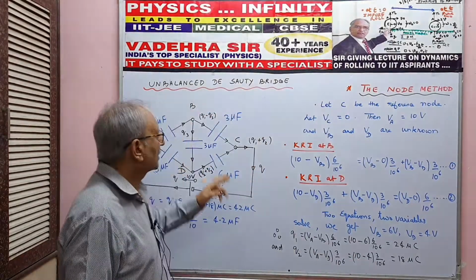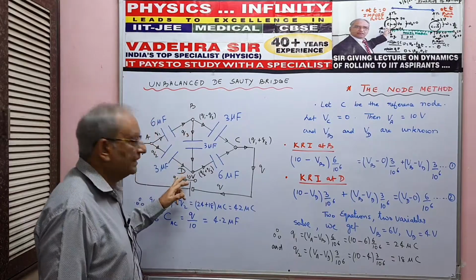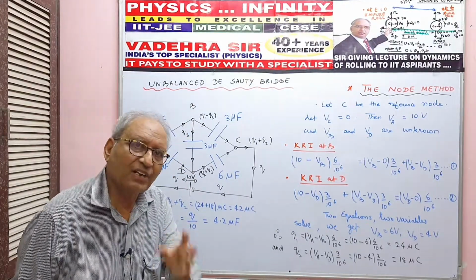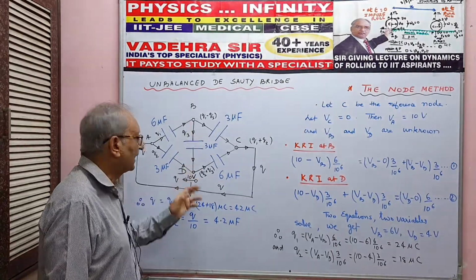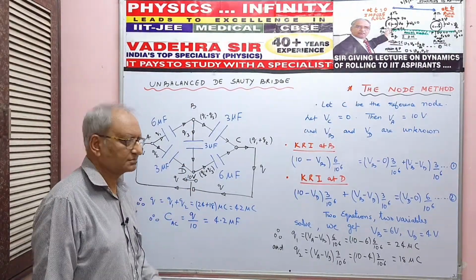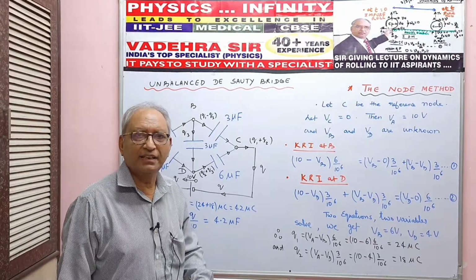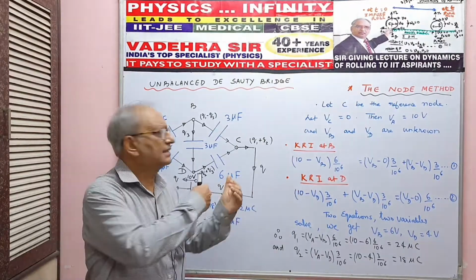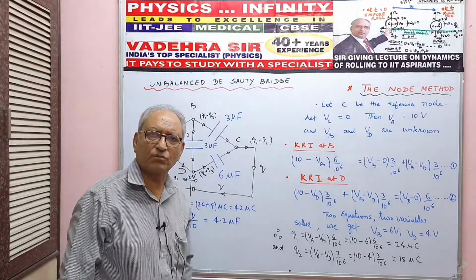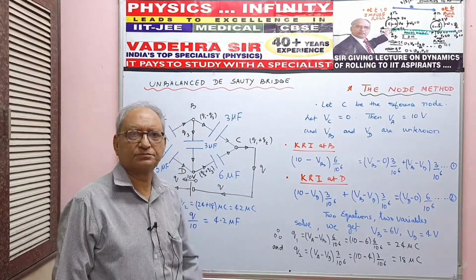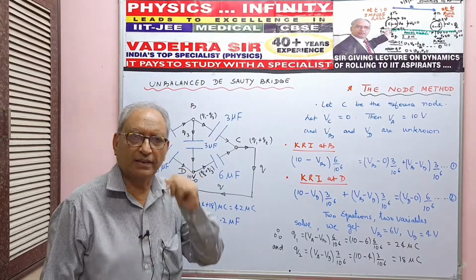Now VB and VD, the other two node potentials, are unknown. Potentials B and D unknown. Well, if I know VB and VD, I can analyze everything that is asked in this question. So I use Kirchhoff rule 1. So what do I do?